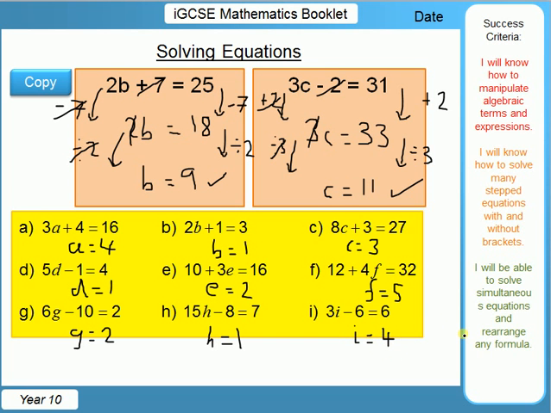Now, if you got all those questions correct, fantastic. Move on with me to the next slide. If, however, you're not getting the majority of questions correctly, review my examples from the last 5 minutes and then try the questions again until you're more happy with our basic two-step equations.